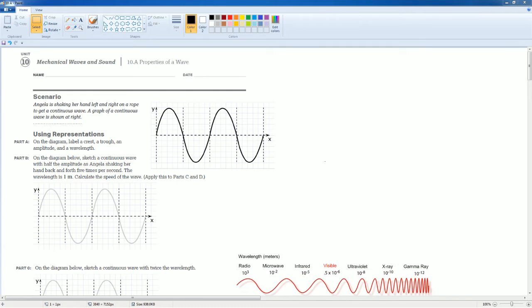Welcome to the AP Physics Workbook tutorial. This is on Unit 10, Mechanical Waves and Sound. The section is 10A, Properties of Waves. Here you could read the scenario to yourself. Part A asks us, on the diagram, please label the crest, trough, amplitude, and the wavelength.